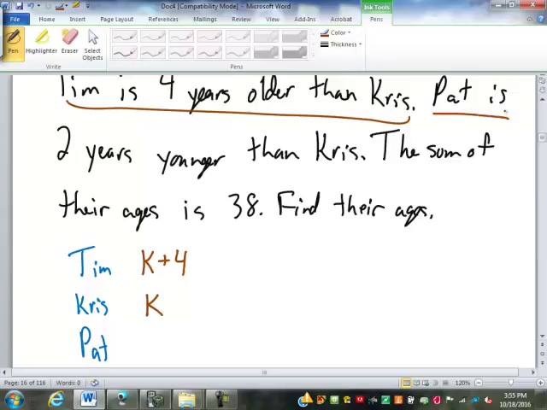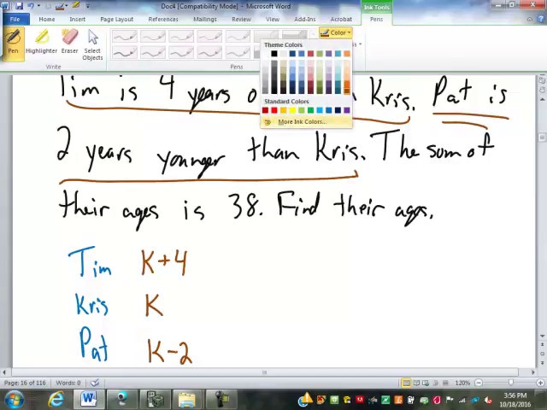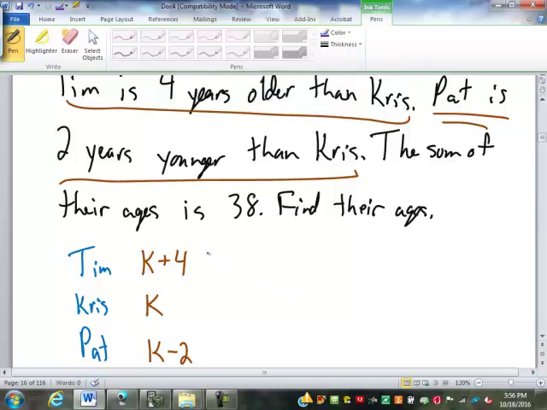Is Pat referencing Chris as well? Yeah, Pat is 2 years younger than Chris. So Pat is K minus 2. So here it worked out nicely. Both Tim and Pat were defined in terms of Chris's age. So now the sum is 38, which means they add up to 38. So that means K plus 4 plus K, which would be Chris, plus Pat, which is K minus 2, equals 38.